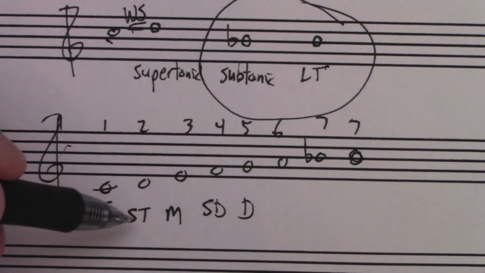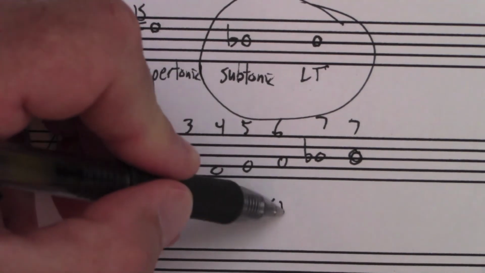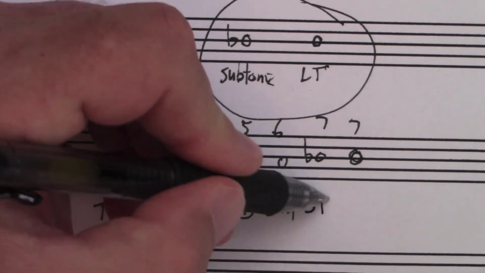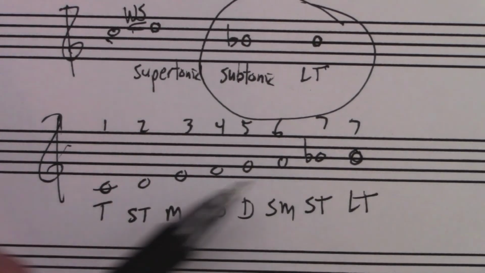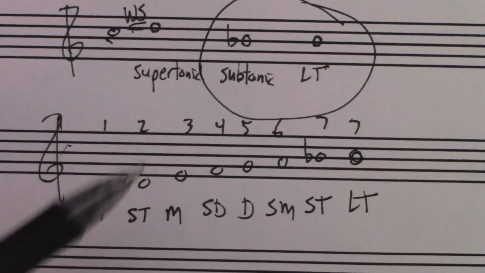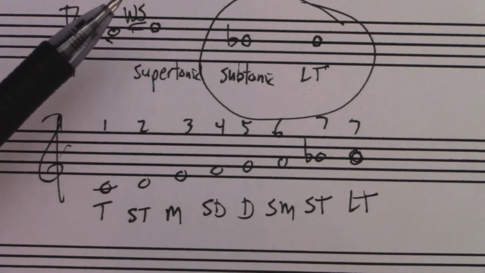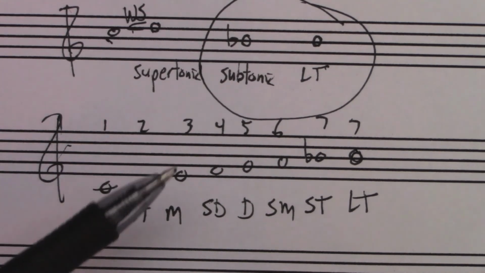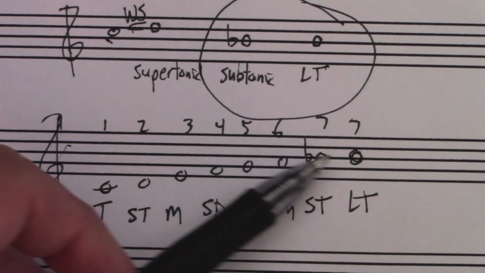So, tonic, supertonic, mediant, subdominant, dominant, submediant, subtonic, leading tone. It might be easier to just remember it this way, but I wanted you to understand why it was named the way it is. Why, mediant up, mediant down, all of that. So, tonic, supertonic, mediant, subdominant, dominant, submediant, subtonic, leading tone.